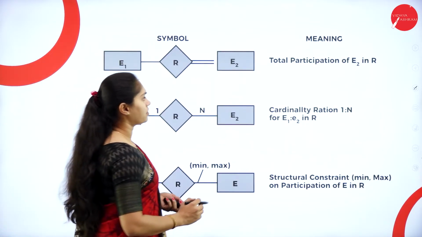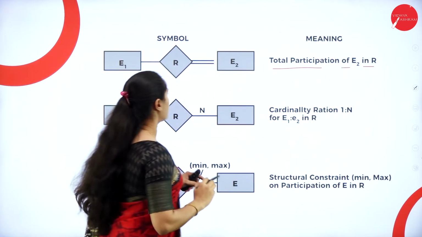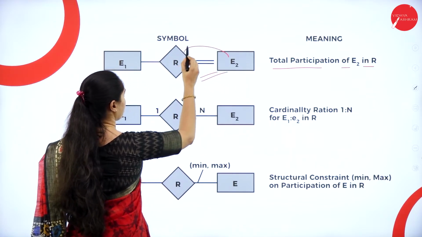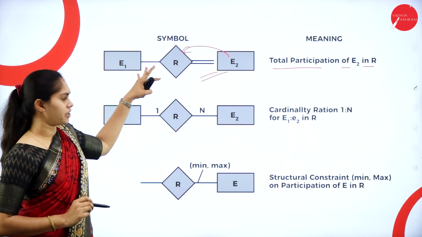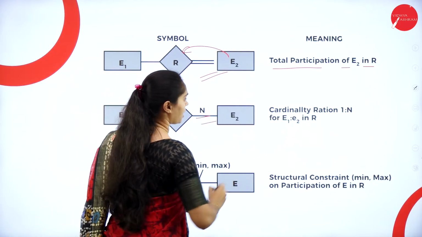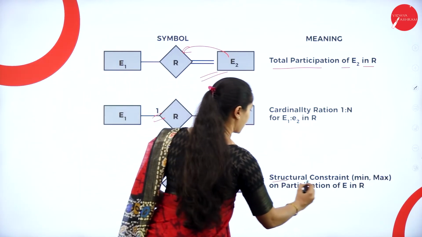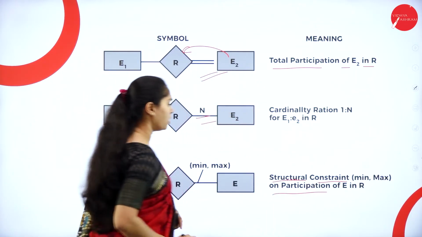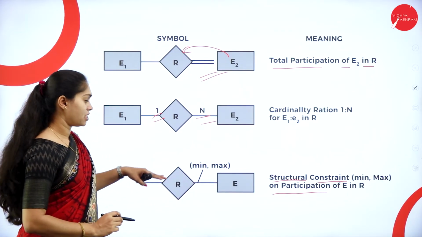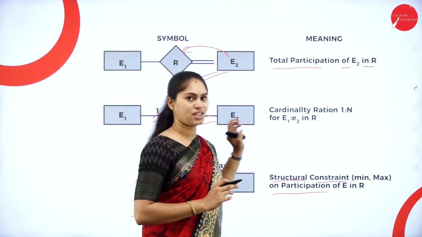And also we have participation here, total participation of E2 in the relationship. So this E2 is going to have a complete participation in the relationship with E1. In the same way, this represents 1 to many, so the cardinality ratio is 1 to many. And if you consider this one, this is a structural constraint, minimum and maximum on the participation. This represents minimum participation as well as the maximum participation. These are the symbols that we have in an ER diagram.